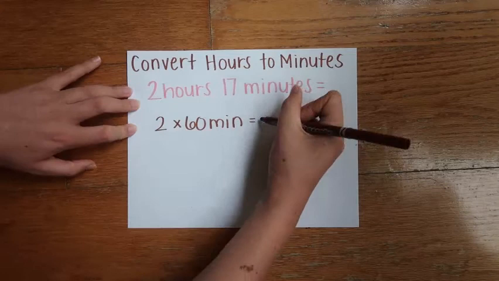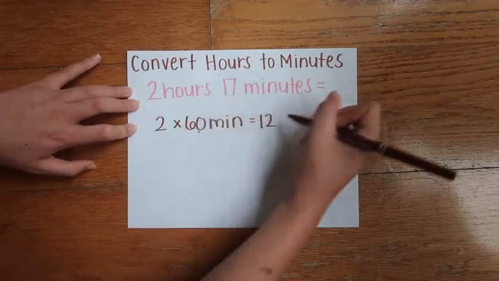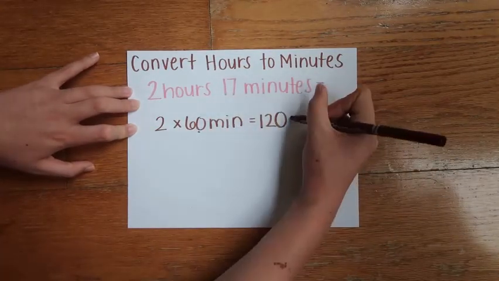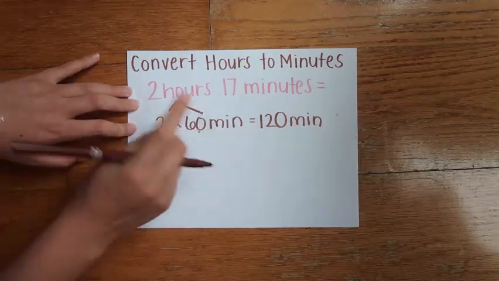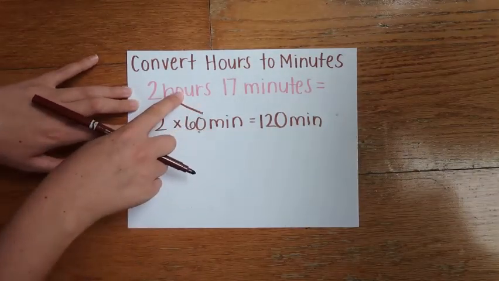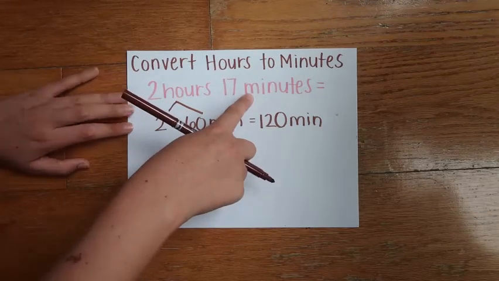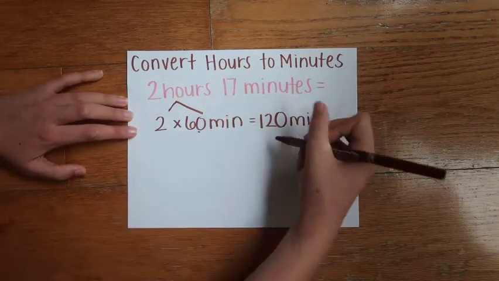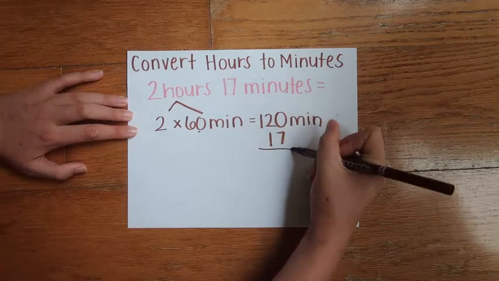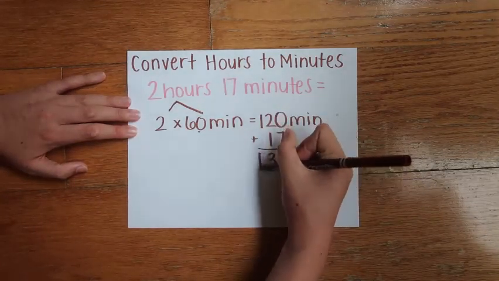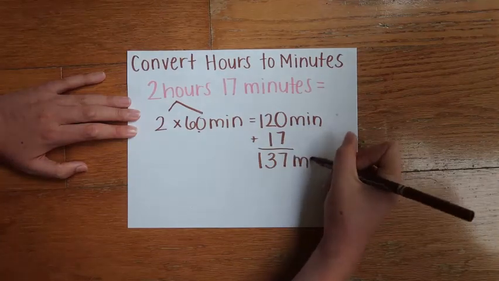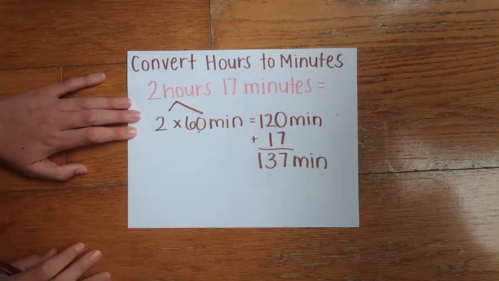2 times 6 is 12. Don't forget to attach a 0. 120 minutes are in that 2 hour piece. And then I need to add on those remaining 17 minutes. So I'm going to get 137 minutes as my final answer.